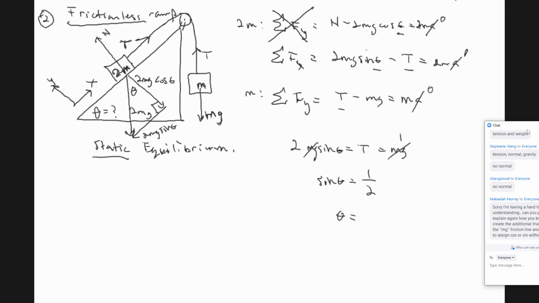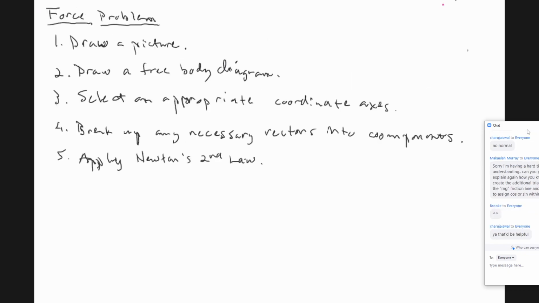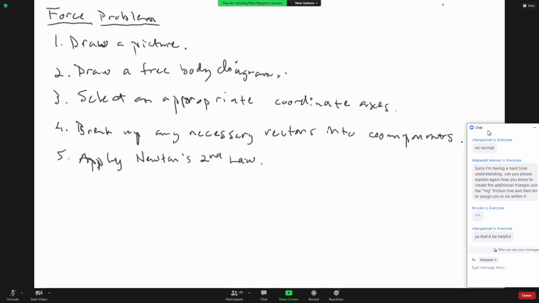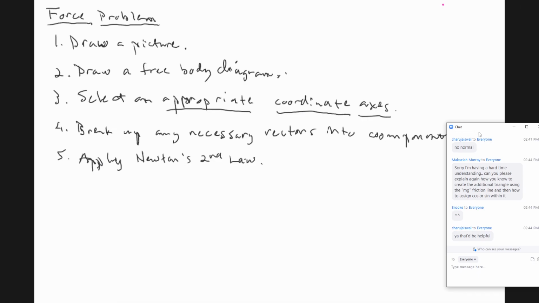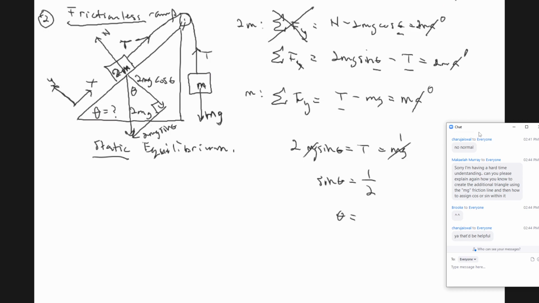So let's go back to the force problem recipe. What did we do first? We drew a picture. What did we do second? We drew all the forces acting on the object. Based on those forces, I'm going to choose an appropriate coordinate axis. So if we are choosing an appropriate coordinate axis, I chose this to be my y and this to be my x. The reason being is normal force is already in the y direction and tension is already in the x direction. Are we good with that?